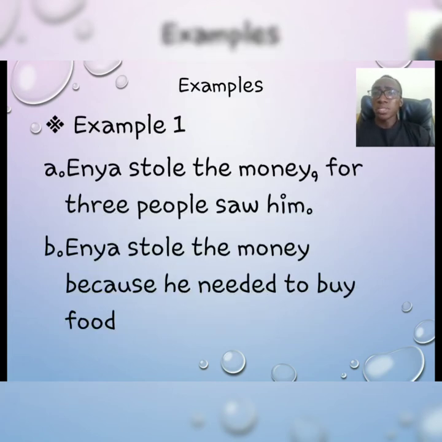Example one, we have two statements here. Enya stole the money, for three people saw him. Enya stole the money because he needed to buy food. Let's begin with the first statement. Just picture yourself in the court of law. Picture yourself as you've been accused of stealing money. You are Enya. Let's take ourselves as Enya. We are in court. We are going to defend whether or not we stole the money.